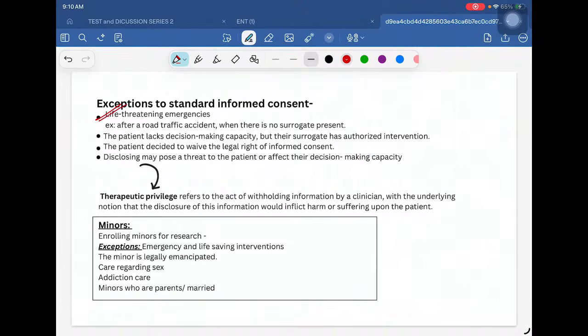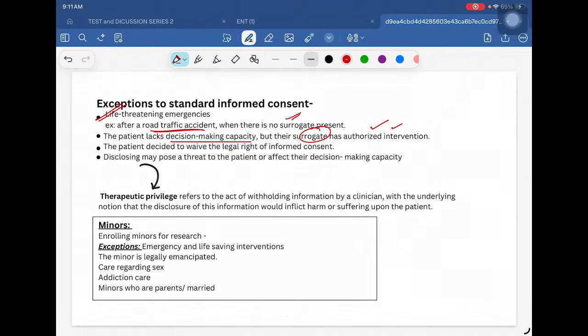First we have life-threatening emergencies, like particularly after a road traffic accident where the patient is unconscious and no surrogate is present. In that case you can do emergency surgery or treatment without taking consent. Then, if the patient is lacking decision making capacity but they have a surrogate who authorized the procedure, then you can do it. Like the patient is in some psychiatric problem or unconscious, but there is a surrogate whom the patient appointed and they allow you to do the procedure, then you can do the procedure without taking consent from the actual patient.